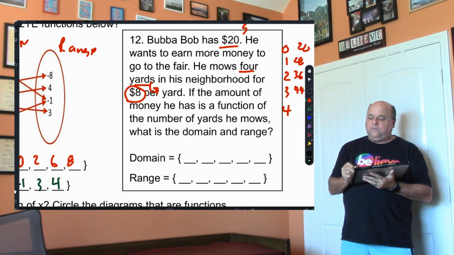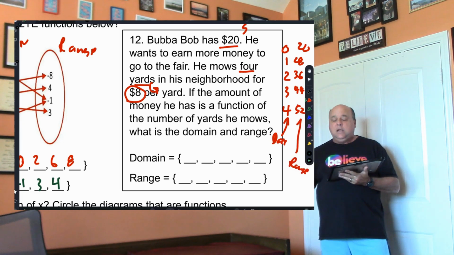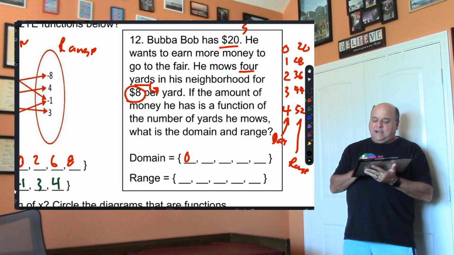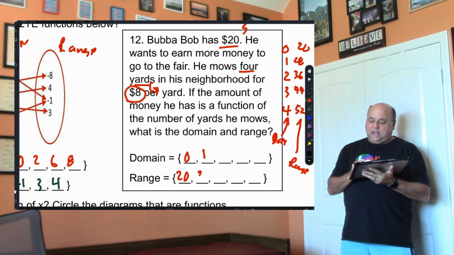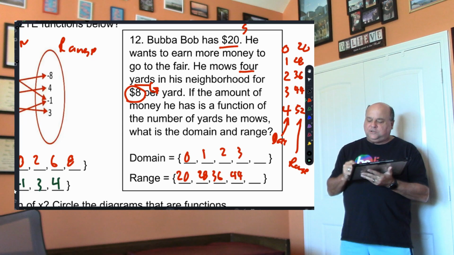36, 44, 52. This would be my domain, which would be the yards, and this would be my range, which would be the money, wouldn't it? So at 0 yards, I have $20. After 1 yard, I have $28. After 2 yards, I have $36. After 3 yards, I have $44. After 4 yards, I have $52.